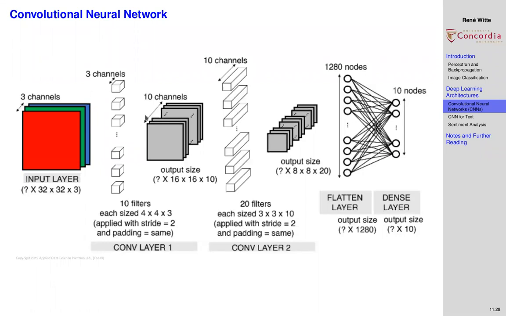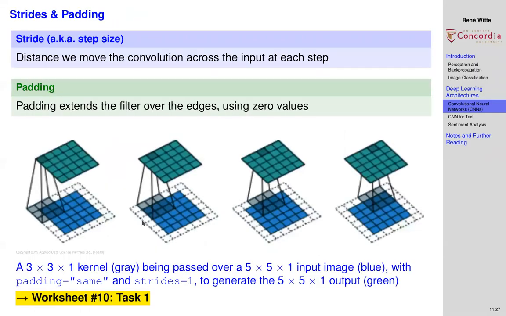Rather, we are applying these filters. So what we have is a convolution layer, and we define that we want to have 10 different filters in the first layer. Each filter has a size of 4 by 4 times 3 because there are these 3 different channels. And we define that we want a stride of 2 and padding the same, meaning just like I showed you here, we are padding around with 0 so that the output is the same size as the input.